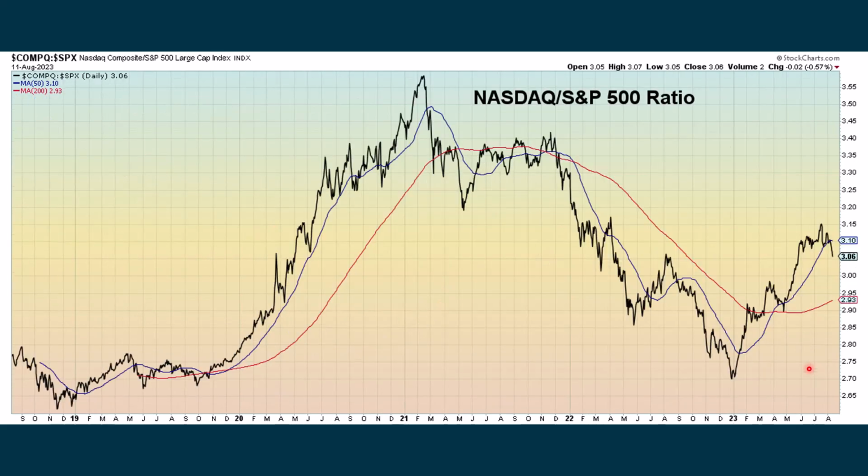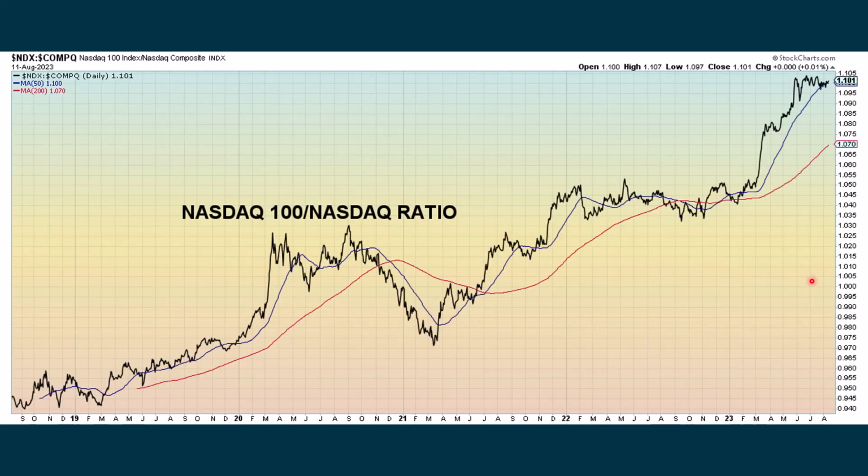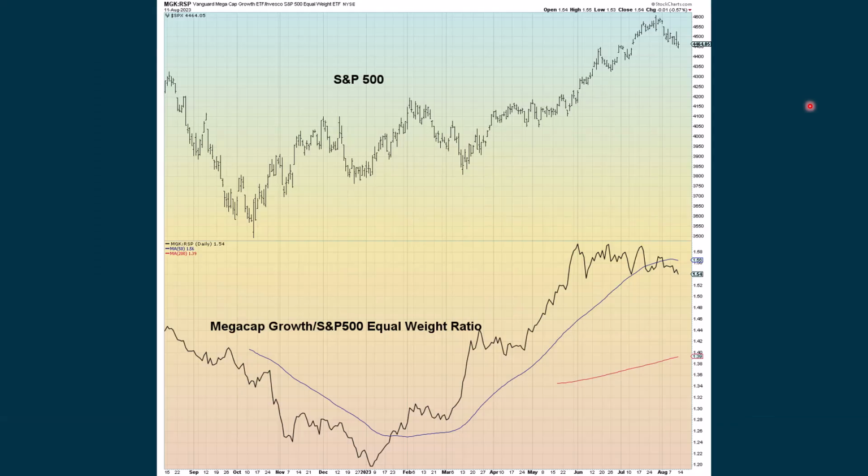The NASDAQ to S&P 500, both have been doing quite well, but lately the NASDAQ has been underperforming the S&P, but still in the longer term, the NASDAQ is outperforming the S&P. The NASDAQ 100, which has been doing well, and the NASDAQ, which has been doing well, also shows that the NASDAQ 100 is still outperforming the NASDAQ. We look at the mega cap growth, the really big companies, and compare it to the equal weight S&P 500 index, showing that the mega cap stocks continue to outperform even though we're seeing some recent weakness.